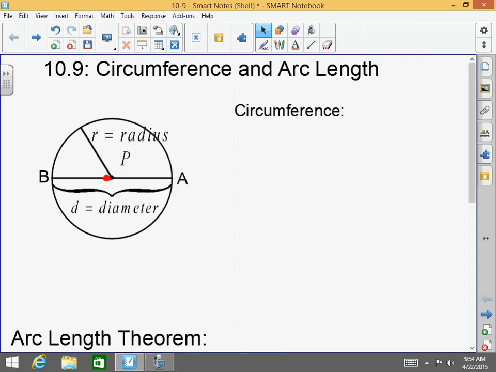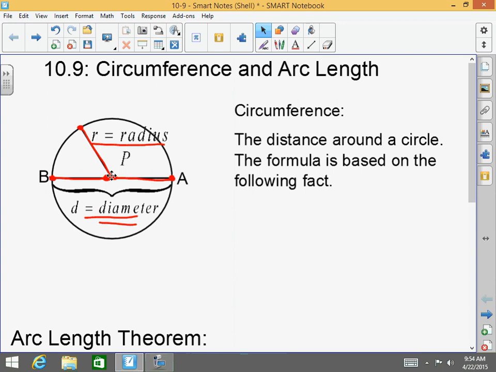Okay, guys, so like I said, you have a center here, P. The distance from the center to any point on the circle is my radius, and the chord that goes through the center is my diameter. So circumference is the distance around a circle. The formula is based on the following fact. A lot of times teachers don't teach this, guys, so I want to make sure you understand why it is that we use 2 pi r or diameter pi.